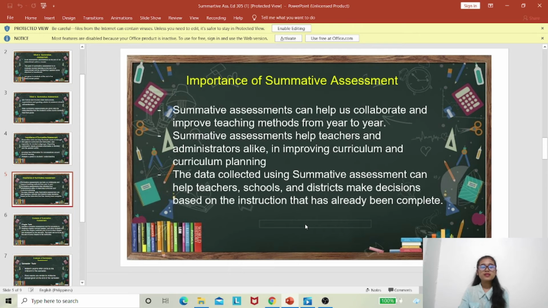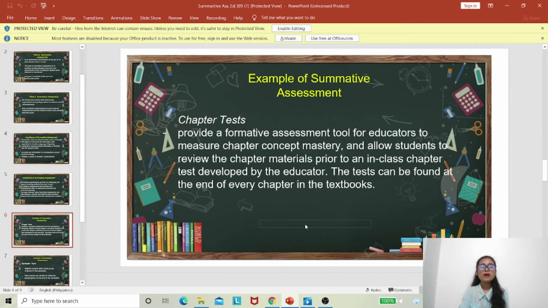As I've said, it is related to improving curriculum and for the curriculum planning. To further understand summative assessment, we will discuss some of the examples of summative assessment. And first is the chapter test.